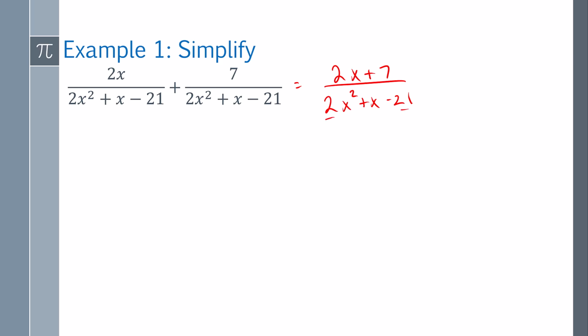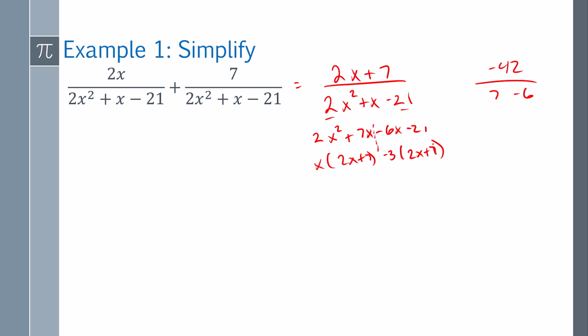So a times c is negative 42. Factors of negative 42 that add to positive 1, so that's 7 and negative 6. So this will break into 2x squared plus 7x minus 6x minus 21. Factor by grouping. There's an x in common, so x times (2x plus 7). There's a minus 3 in common, so that gives me 2x plus 7. So then I get (2x plus 7) times (x minus 3).